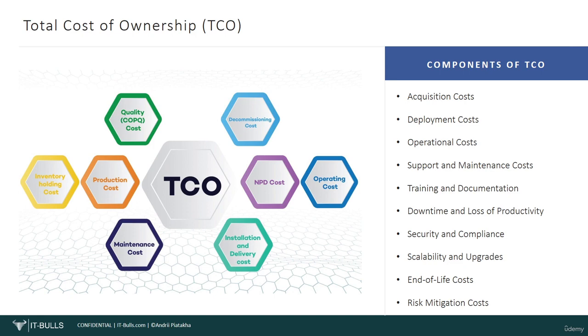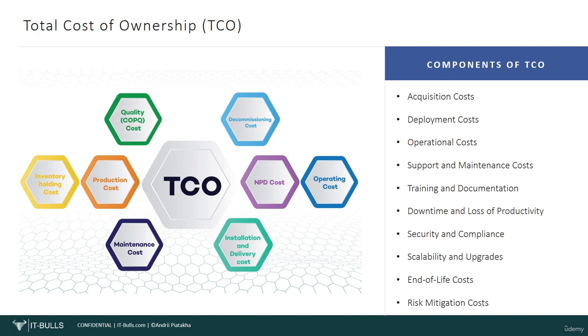system, application, or project. It goes beyond the initial acquisition costs and includes both direct and indirect costs incurred throughout the project's lifespan. Total cost of ownership provides a comprehensive view of the financial impact of owning, operating, and maintaining an IT solution over time. It helps organizations make informed decisions by considering the long-term financial implications.